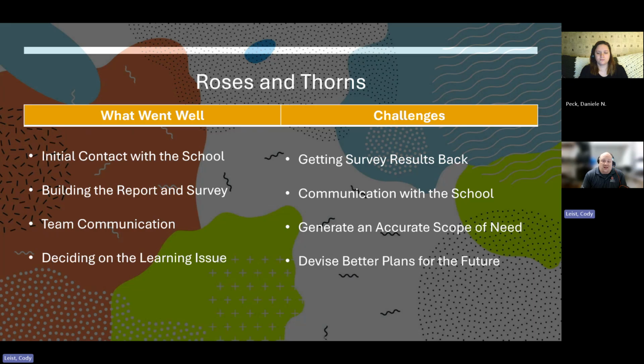Again, we're looking at kindergarten level sounds that they should be making at this time of the year. A couple things we've noticed in this is that we've run into some roadblocks with getting survey results back from teachers, just the overall communication with the school. And when you have that, you have that struggle to go in and build that accurate scope of need, as we just mentioned. And then also, once we create it, it's kind of hard for us to create something that's going to be a good device to implement later on into future groups if it becomes successful.